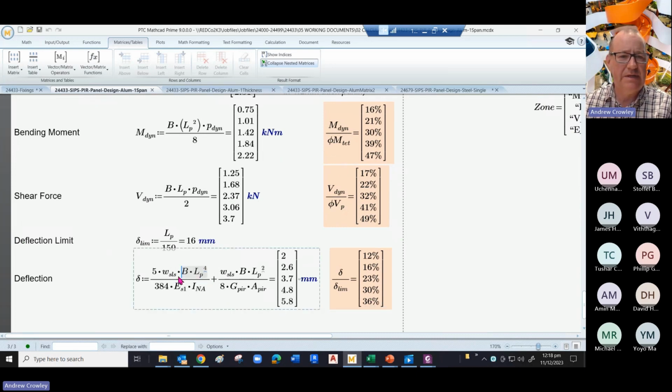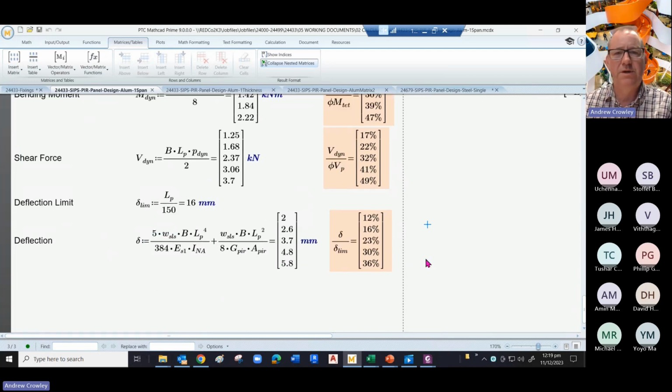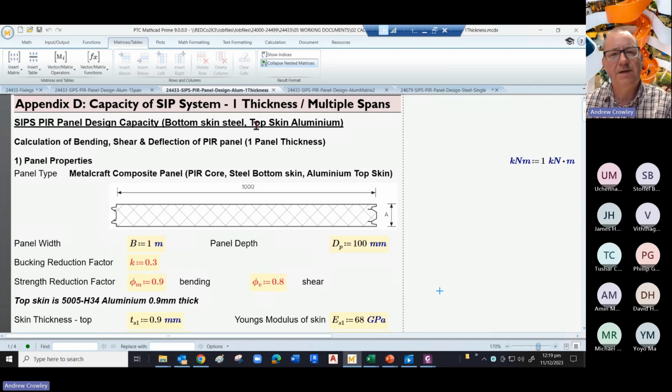So you've probably seen this equation before. That's for the flexural bending, and here we add the shear bending. So that was one sheet on one span. Let's take it a bit further. So now we do one thickness but multiple spans.